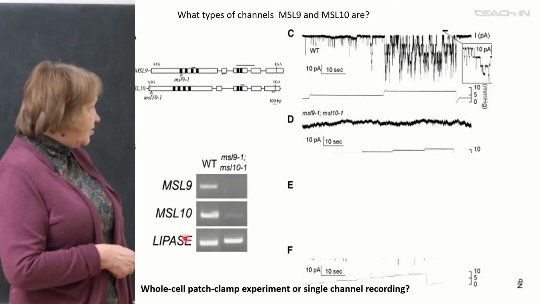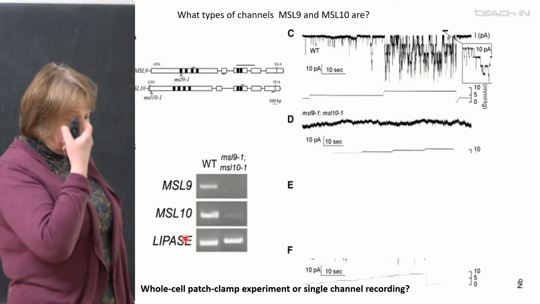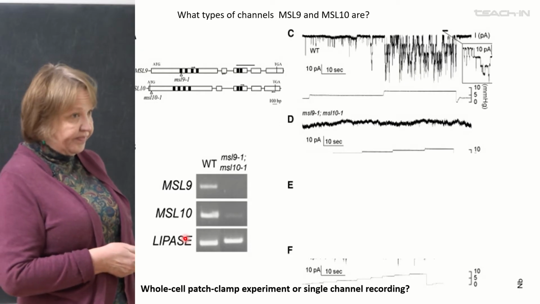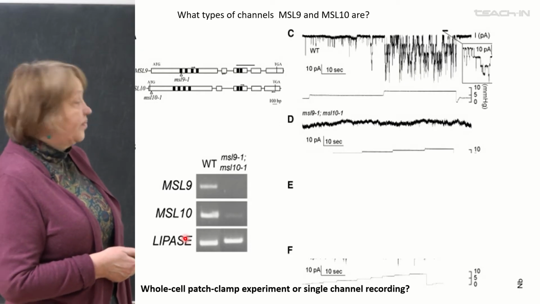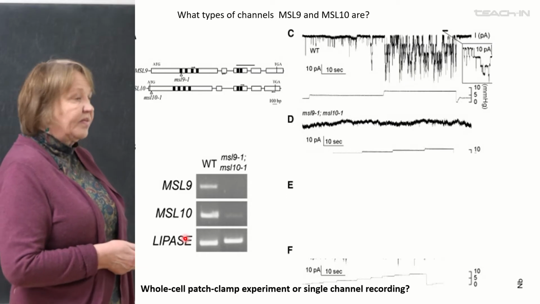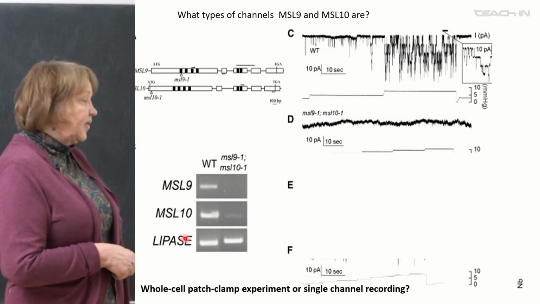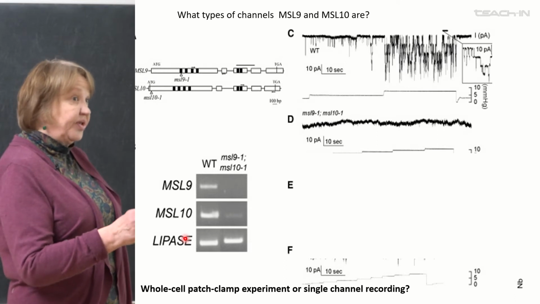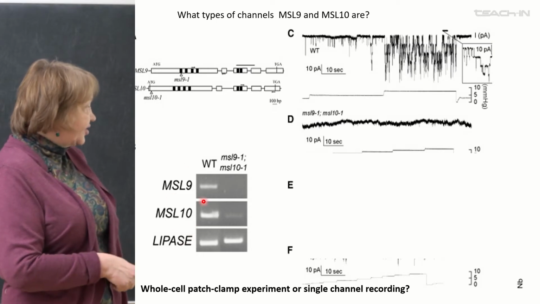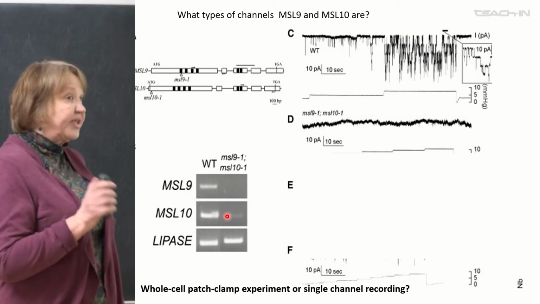Sasha? I think this graph shows us that there is no expression of proteins MSL9 and MSL10 in mutants. In the double mutant. It is a double mutant, and we have its expression. It is the PCR. They're not looking at proteins here, but it doesn't matter.